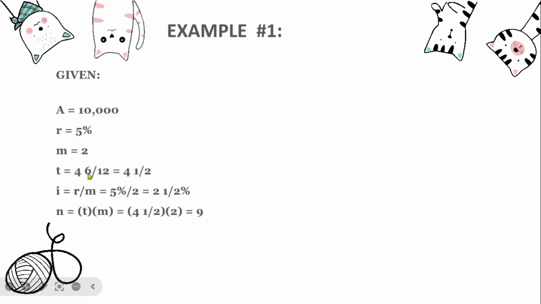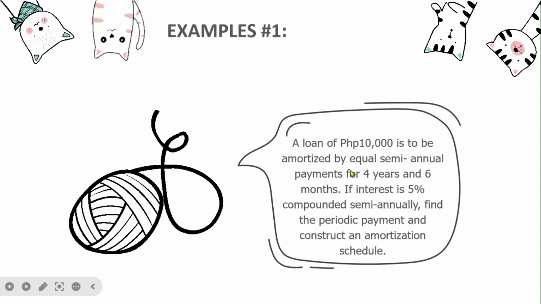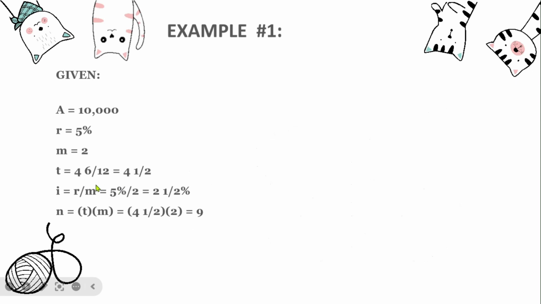T is 4 and 6 over 12 because it is written here that the time is 4 years and 6 months. We can still simplify it and make it 4 and a half. To get the I, we should divide R and M. Our R is 5 and our M is 2. So 5 divided by 2 is equal to 2 and 1/2%. To get the N, we should multiply the T and M. 4 and a half times 2 is equal to 9.